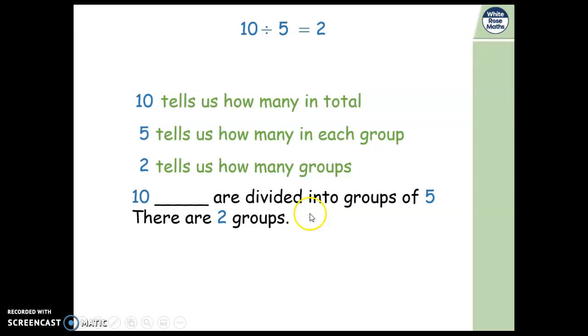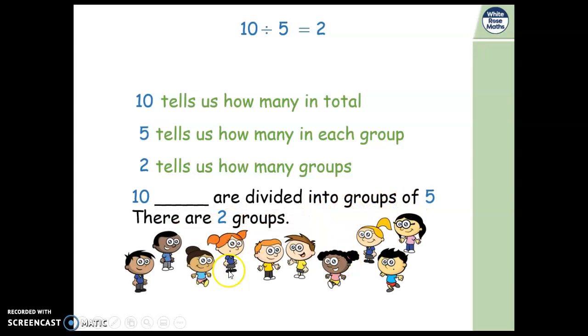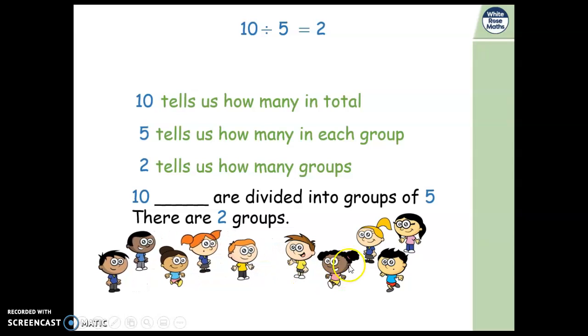10 somethings are divided into groups of 5. There are 2 groups. So it could be 10 children that are divided into groups of 5, and there are 2 groups.